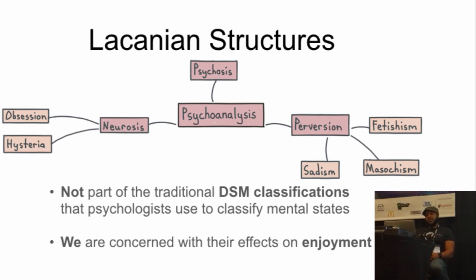So the Lacanian structures, we mentioned psychosis, neurosis, and perversion. Within neurosis, you've got it separated into obsession and hysteria. Within perversion, you've got fetishism, masochism, and sadism. It's important to just kind of forget all the connotations you have for these words because he pours completely different nuanced meanings into them. The way he talks about them, they're not part of the traditional psychological DSM classifications. So it can be very confusing when you're trying to read any Lacanian or Žižek because they use different terms. We are only going to be concerned about their effects on enjoyment today.